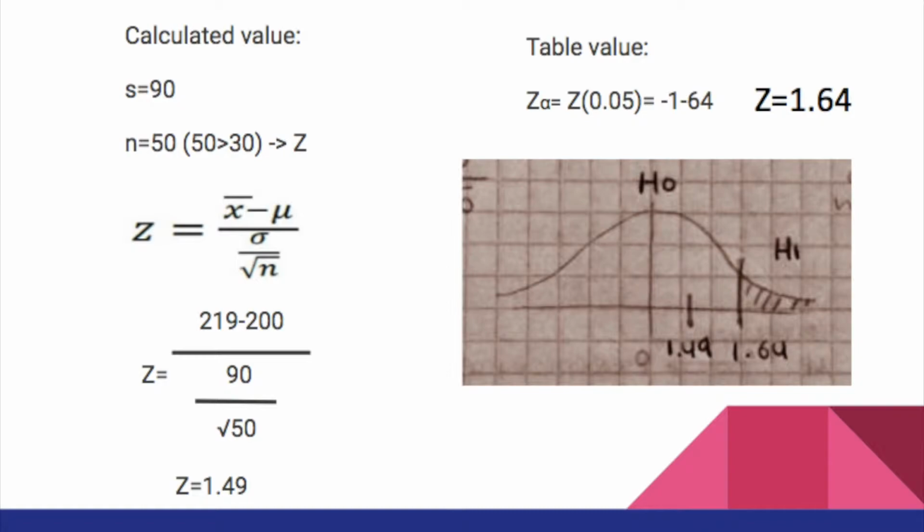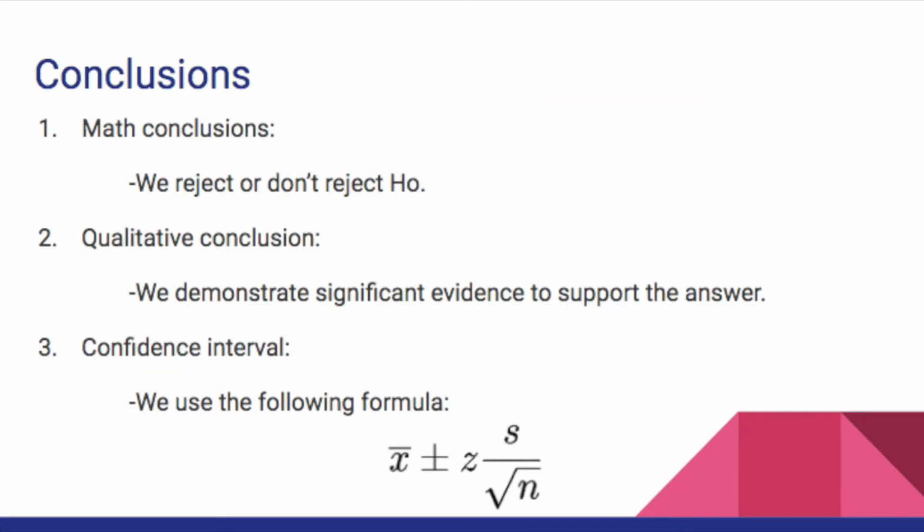We have to know that the table value represents the limit where the tail starts, and the calculated value is a point that can land in any part of the graph. Now, to know if the null hypothesis is going to be rejected or not, we have to pay attention where the calculated value lands. If it lands inside the part of the alternate hypothesis, it needs to be rejected, but if it doesn't, it does not have to be rejected.